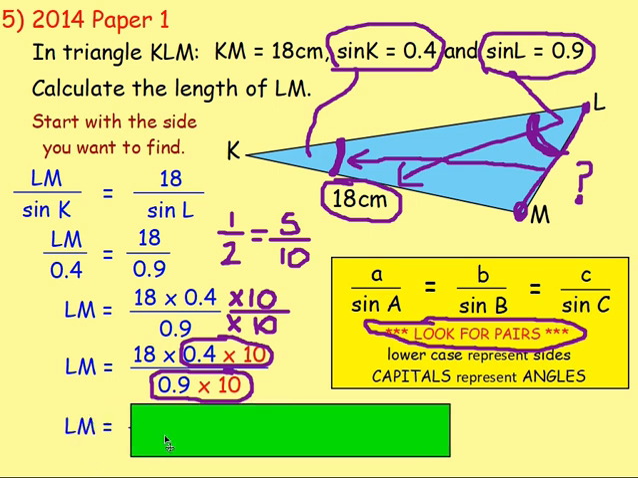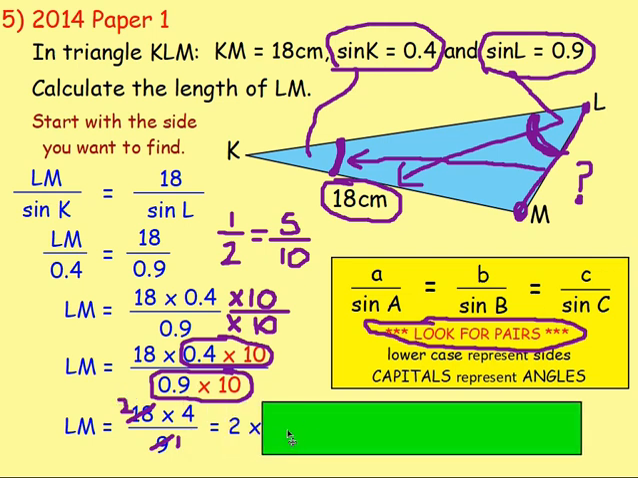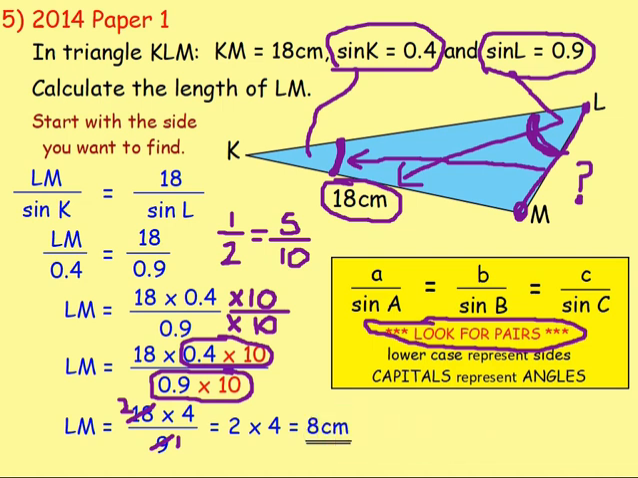So LM is going to equal 18 times, what's 0.4 times 10? 4! Good. And 0.9 times 10? 9! Brilliant. So you get 18 times 4, and then divide by 9. You can do that different ways. If you do 18 times 4 and then divide it by 9, or I would do 18 divided by 9 first of all. What's 18 divided by 9? Well, they both divide by 9, so that's going to give you 2 there, 1 there, or it's just going to leave you with 2 times 4. So you get 2 times 4, which is equal to 8 centimeters for your length. So LM is 8 centimeters.